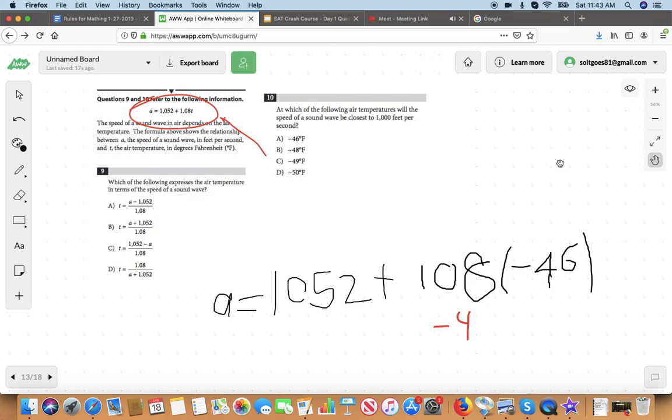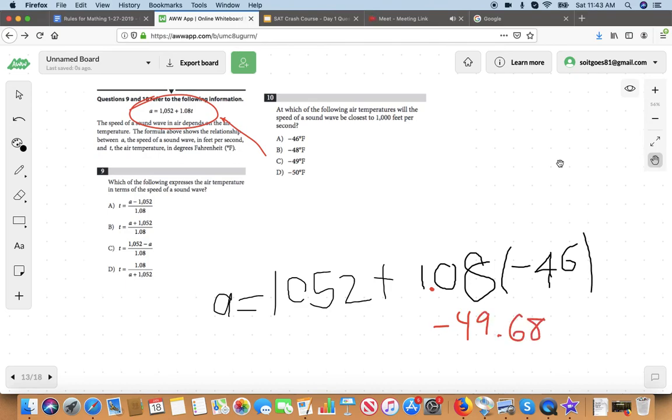Oh, 1.08. That's the issue. We lost the decimal. My bad. That's funny because subconsciously I was plugging in 1.08. Anyway, try that again. Okay, negative 49.68. That's what I got. Yes. That feels a lot better, doesn't it?